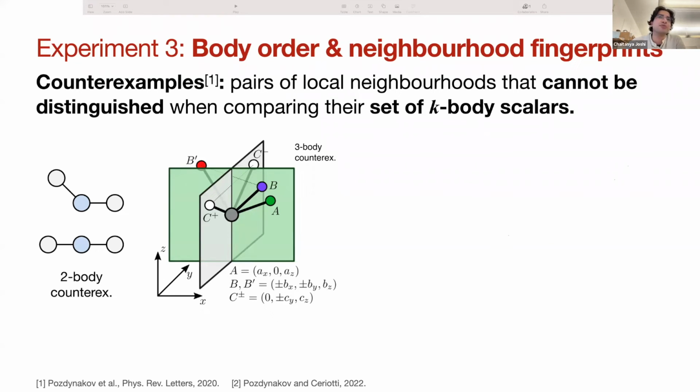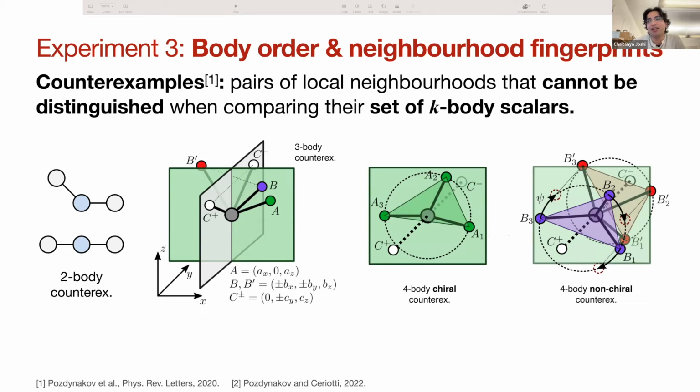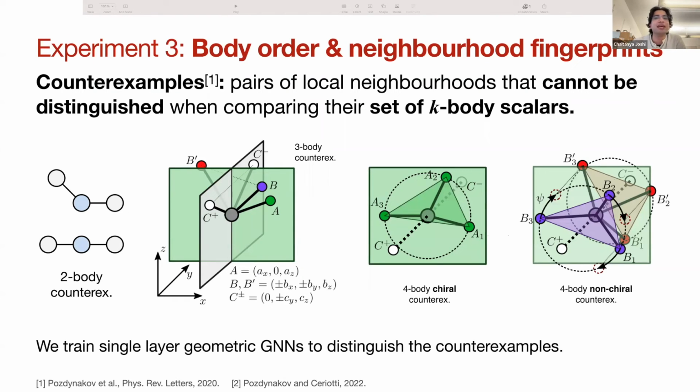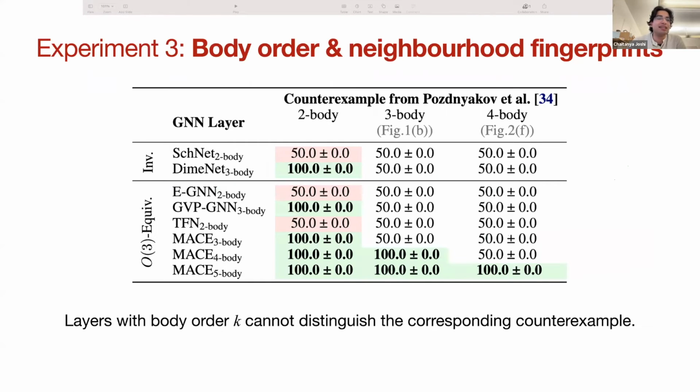There could be counterexamples for three-body and as well for four-body chiral and non-chiral environments. In our code base, we provide these environments, and you can take your geometric GNN and test out whether your layer can distinguish these local neighborhoods. What we see is that you require layers with body order k to distinguish the corresponding counterexample. As we had previously introduced, SchNet is a two-body model, while DimeNet is a three-body model, and SchNet is unable to distinguish the local neighborhoods in the previous slide for two-body. We see this sort of pattern for other models as well.